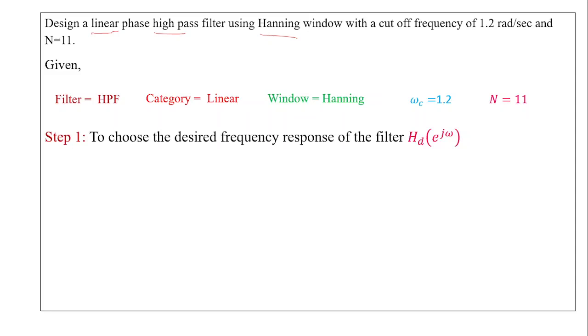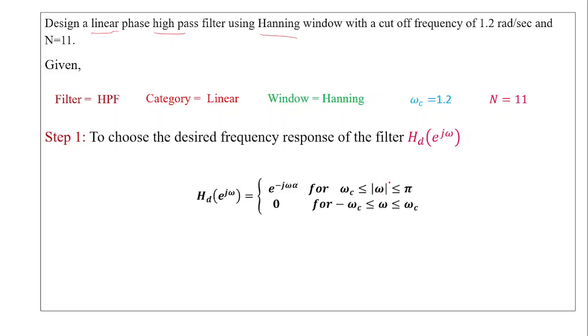So step 1 is to choose the desired frequency response of the filter. Since it's going to be a high pass filter, we take it from the table. Hd of e power j omega equals e power minus j omega alpha for omega c less than or equal to modulus of omega less than or equal to pi.